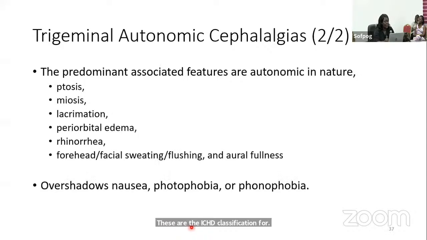So what makes these trigeminal autonomic cephalgias distinct is the prominent nature of autonomic symptoms. The patient may have ptosis, miosis, lacrimation, periorbital edema, rhinorrhea, all associated with the headache, which is not prominent with those with migraine headaches. And this overshadows the nausea, photophobia, or phonophobia that the patient will have.